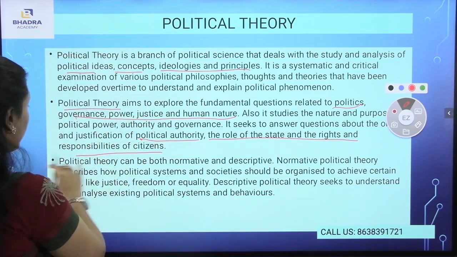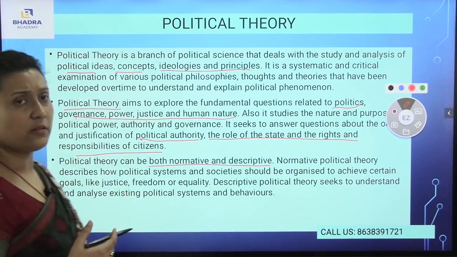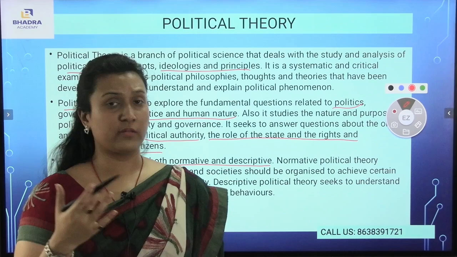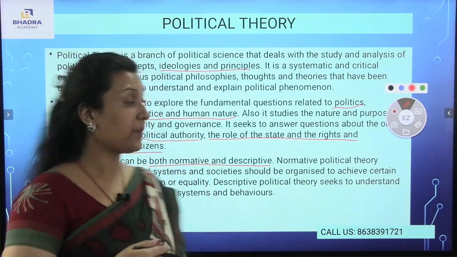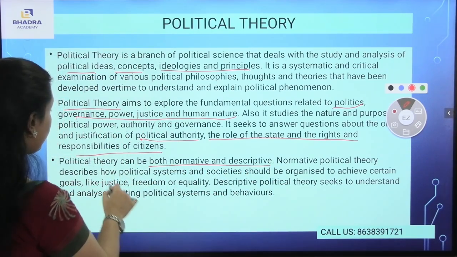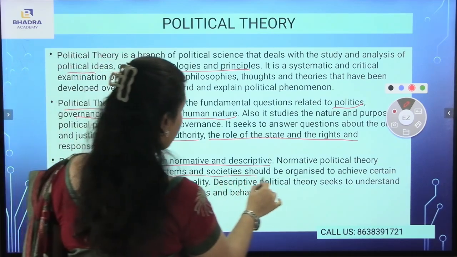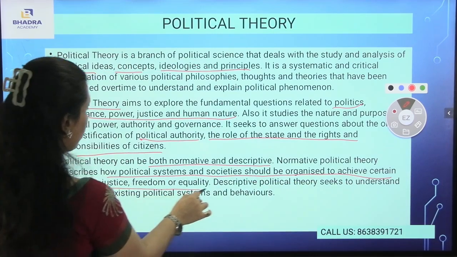Now, political theory can be both normative and descriptive. It can be divided into two parts, normative and descriptive. Normative political theory describes how political systems and society should be organized to achieve certain goals like justice, freedom or equality.